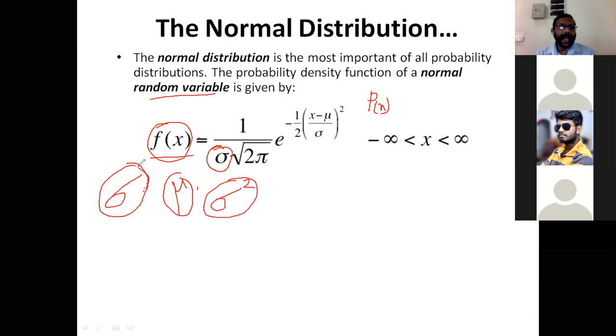which is the population standard deviation. So this is 1 over sigma, the population standard deviation, into the square root of 2 pi.